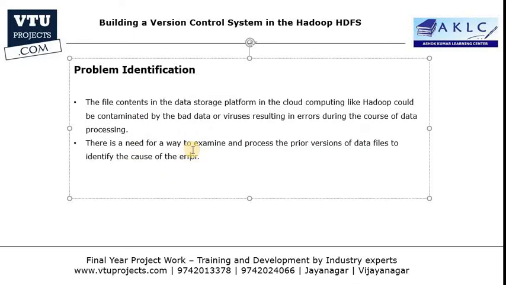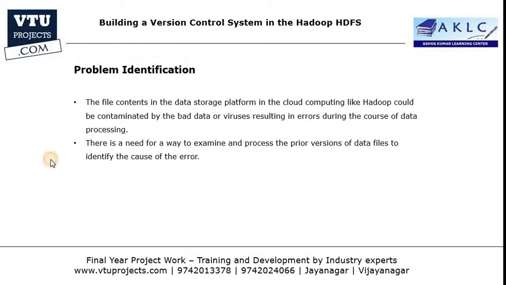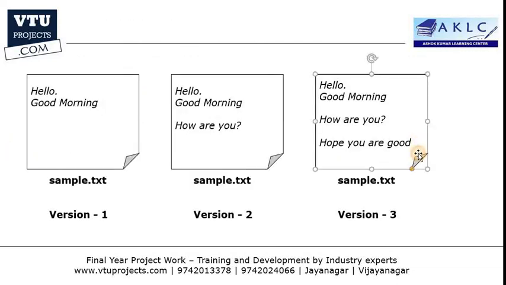So there is a need for a way to examine and process the prior versions of the data files to identify the cause of the error. So that means given a file, we should have a way to find out all of its previous versions. So that if the file has been contaminated with some bad data, we will have a way to remove that bad data and get back the original version. So this is the problem in HDFS.